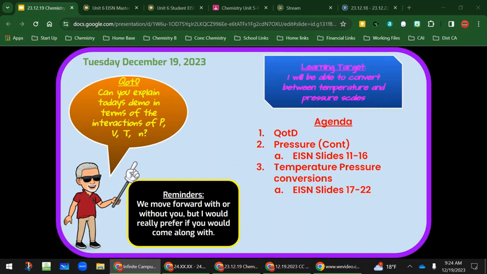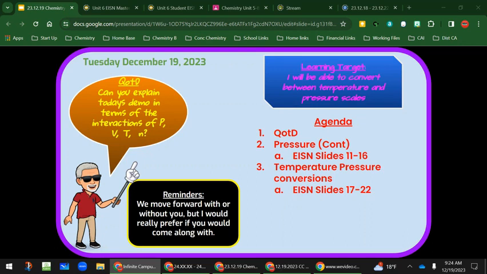What happened to the balloon? Bigger. It expanded. It got bigger. What changed? Volume. Why? Because the pressure decreased. The pressure is lower than in the container.